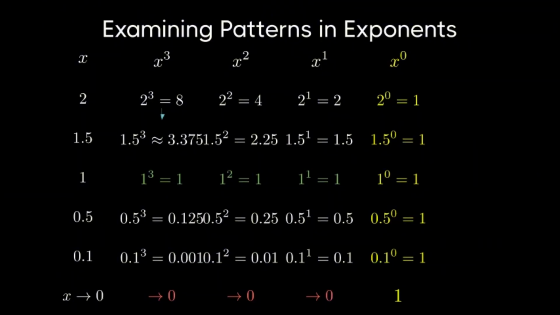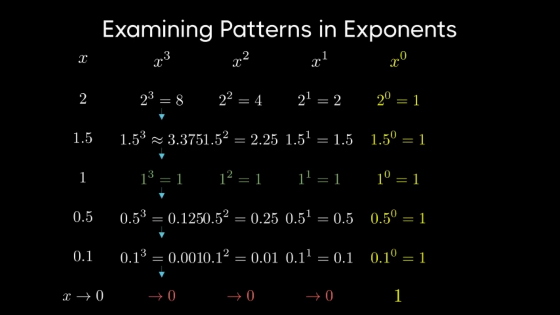Examining the entire rightmost column, we can see that for any value of x, x to the 0th power equals 1. This pattern is completely consistent across all values. If we follow this pattern to its logical conclusion, it makes sense to define 0 to the 0th power as 1, maintaining mathematical consistency. The blue arrows show how our values progress as x gets smaller and smaller, approaching 0.